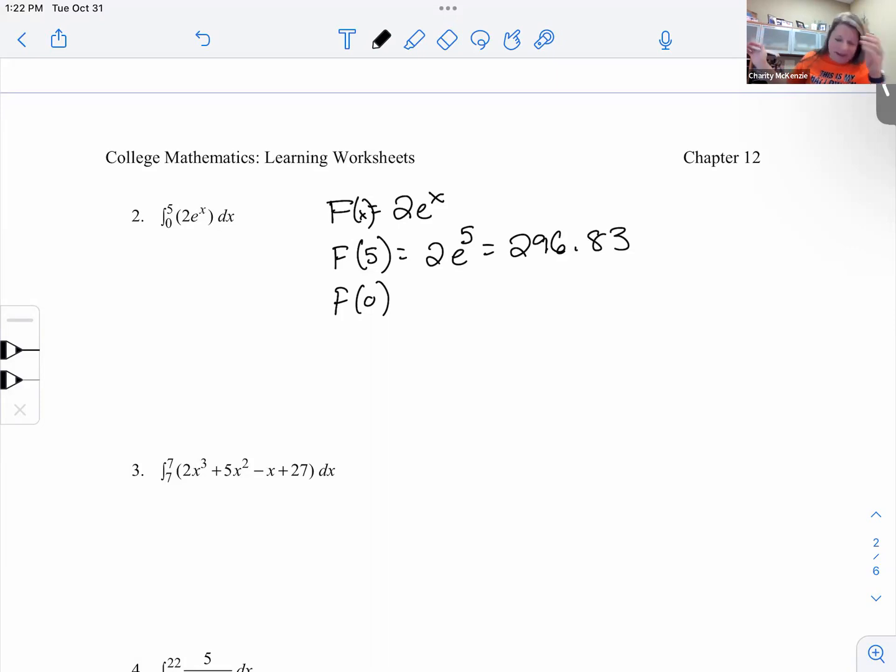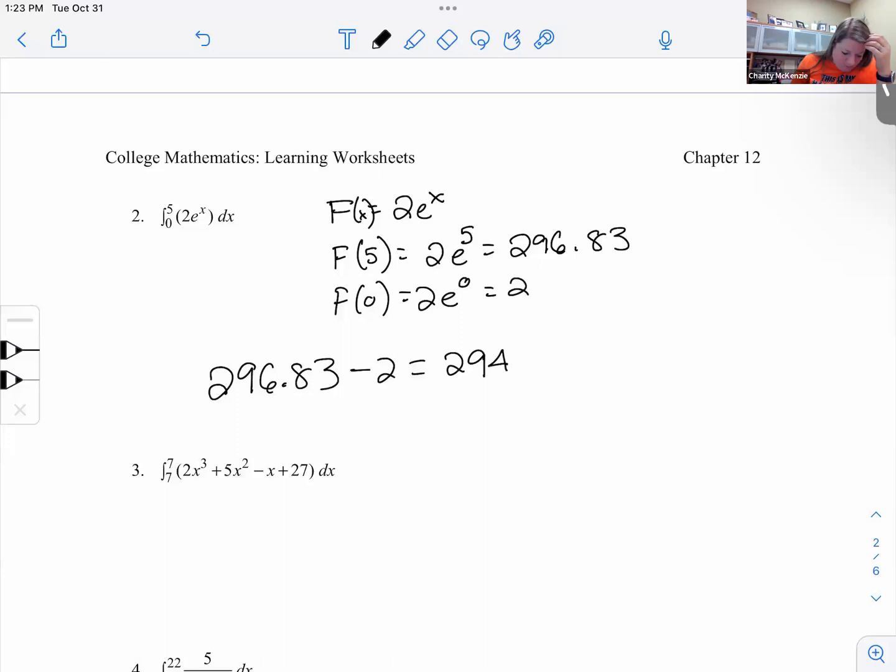2e to the 5th power is 296.83-ish. It keeps going, so read the problem to see what you need to round at. Putting in the 0, I get 2e to the 0. Well, anything to the 0 is 1. 1 times 2 is 2. So we're going to subtract: 296.83, the top one, minus the bottom. I keep pointing that out. You can have a negative answer. If the shaded area is in the negative section, you will have a negative answer. Minus 2 is going to give me 294.83. Okay.